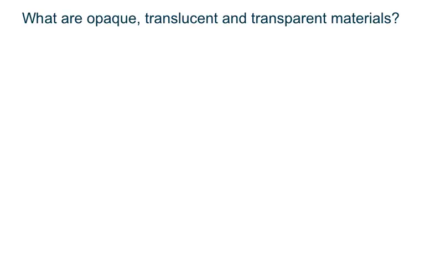So what are opaque, translucent and transparent materials? Basically, opaque materials do not allow light to pass through, transparent materials allow most light to pass through, and translucent materials allow some light to pass through. And we can show this using this diagram here.